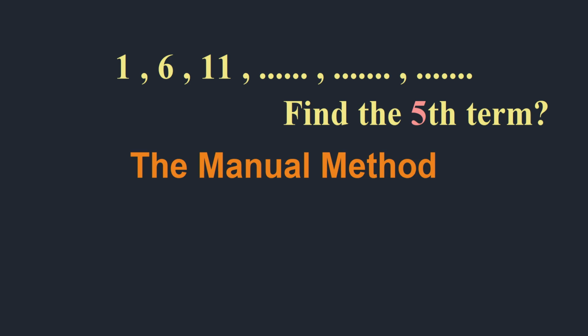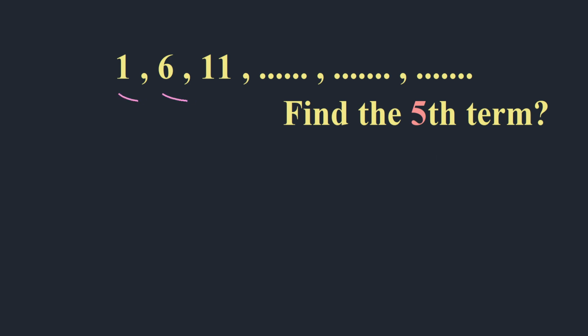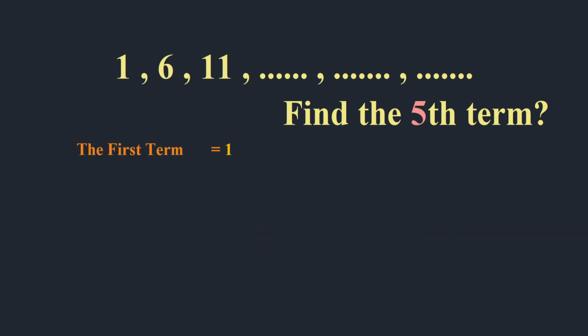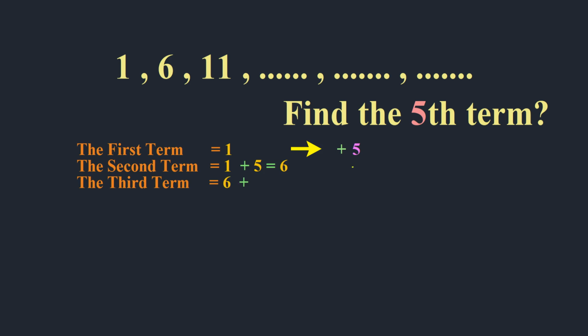Look at the problem. Since each term increases by 5 from the previous one, this 5 is called the common difference. The first term in the arithmetic sequence is equal to 1, and we can get the second term by adding 5 to the first term. So the second term is equal to 1 plus 5, which equals 6, and we can get the third term by adding 5 to the second term. 6 plus 5, which equals 11, and so on.